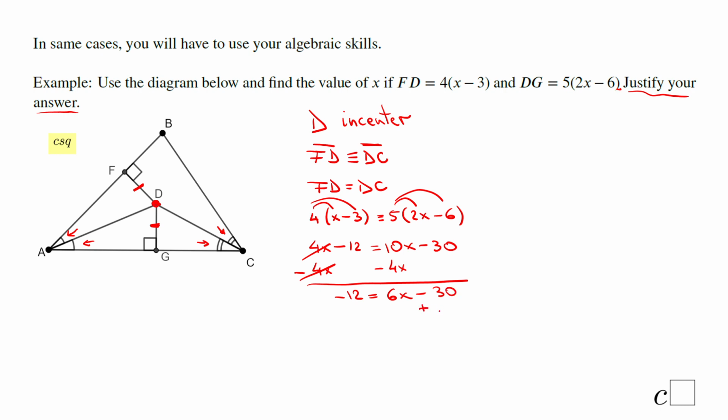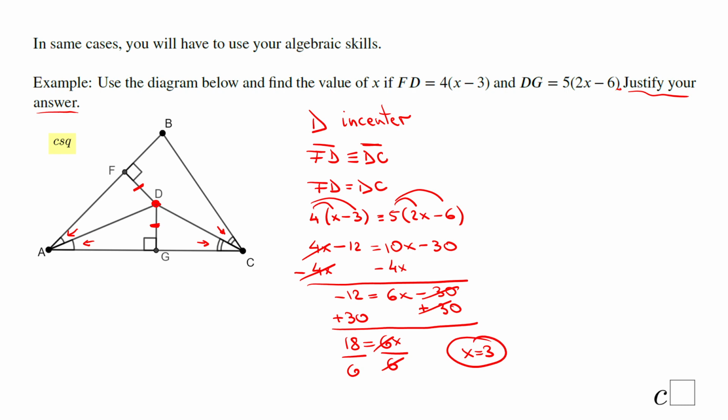Add 30 to eliminate this minus 30, and we have here 18 equals 6x, and the last step, divide by 6, and we have x equals 3.